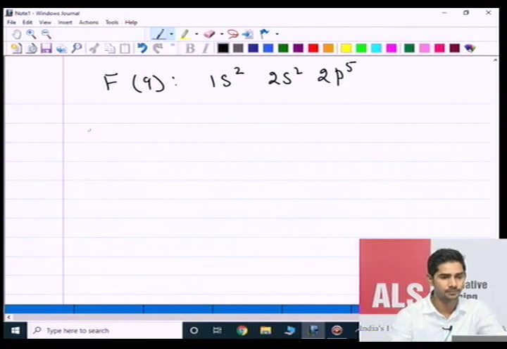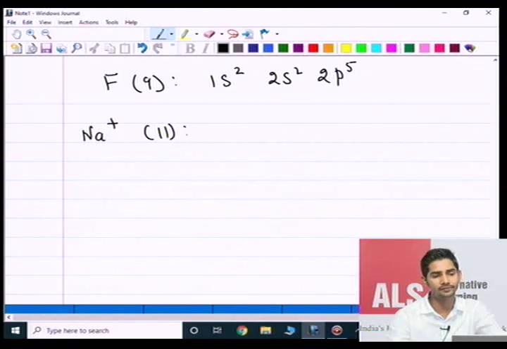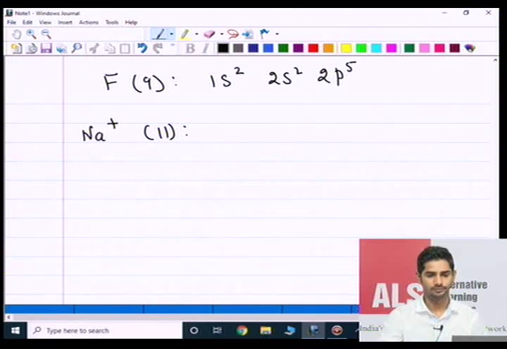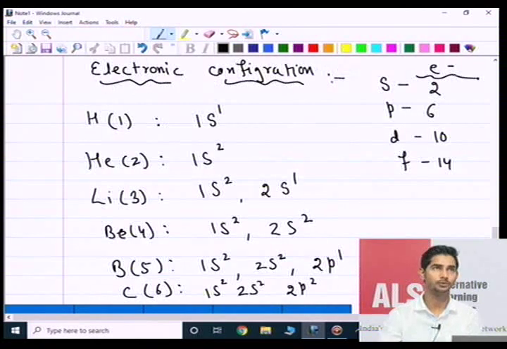Let's say suppose we have got Na plus. We know that the atomic number of sodium is 11. Do it quickly.